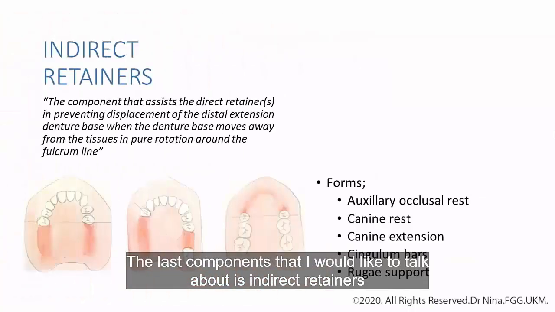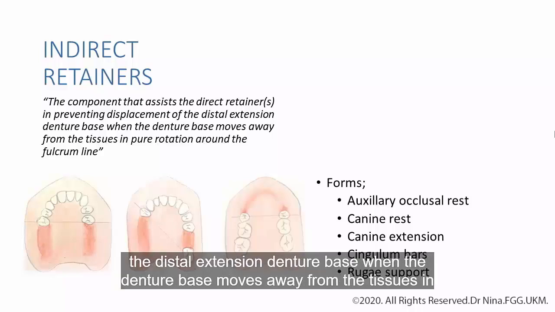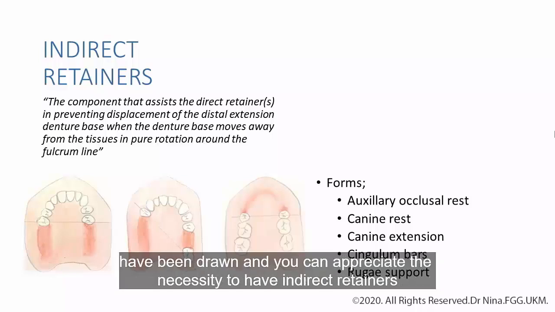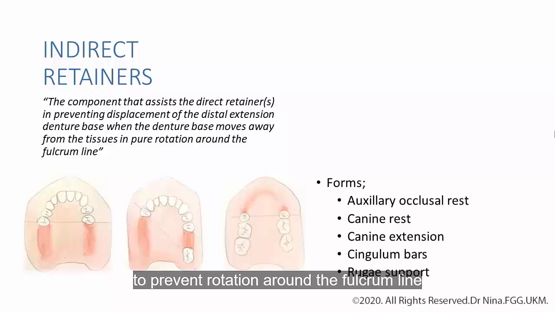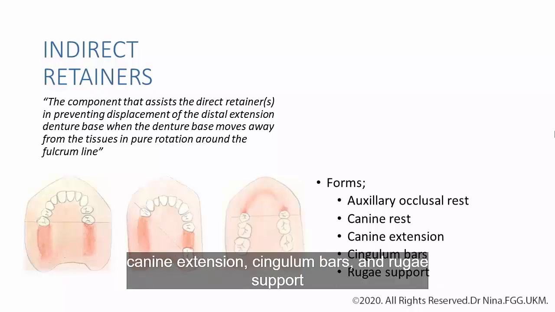The last component that I would like to talk about is indirect retainers. Indirect retainers are components that assist the direct retainers in preventing displacement of the distal extension denture base, when the denture base moves away from the tissue in pure rotation around the fulcrum line. If you look at these diagrams here, you'll see that the fulcrum line has been drawn, and you'll be able to appreciate the necessity of indirect retainers to prevent the rotation around the fulcrum line. Indirect retainers can be presented in many forms, such as auxiliary occlusal rest, canine extension, single lingual bar or rugae support.